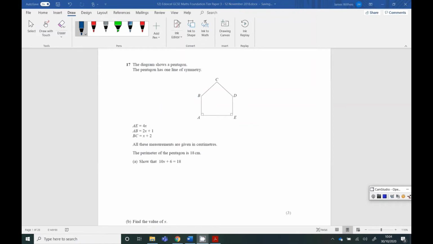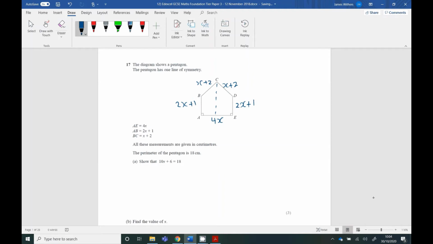Question 17. We're told that AE is 4x, AB is 2x plus 1, and that BC is x plus 2. Now we're told that the pentagon has one line of symmetry, so that's obviously down here. That must mean that the length from C to D is the same as the length from B to C, so that must also be x plus 2. And similarly, the length from E to D must be the same as the length from A to B, so that must be 2x plus 1.